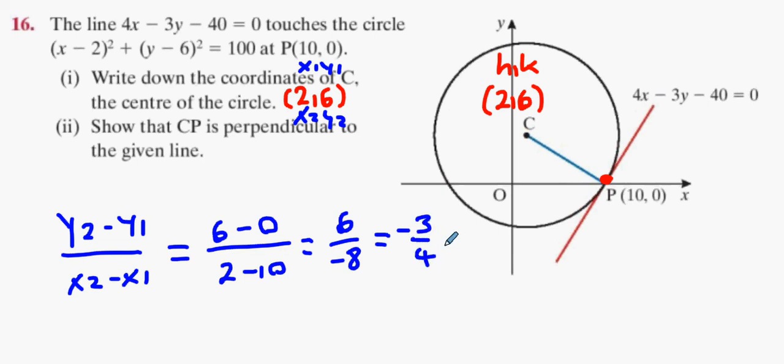You cool with that? How do you find the slope of the red line, Dylan? You need to isolate the y on its own. So did you bring the 3y over to your side? And you'll get 3y equals 4x minus 40. Then what did you do with the 3?